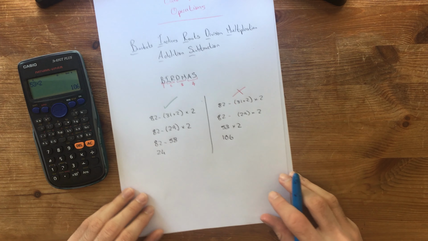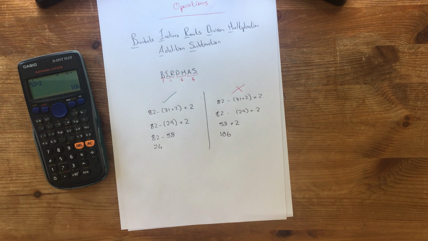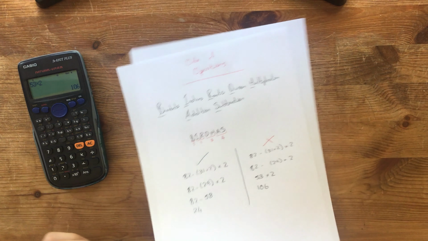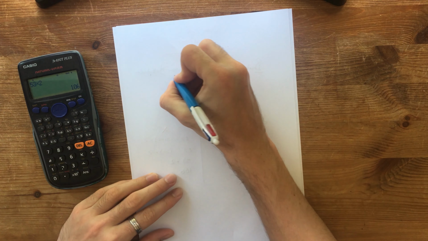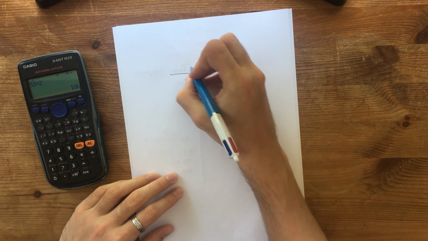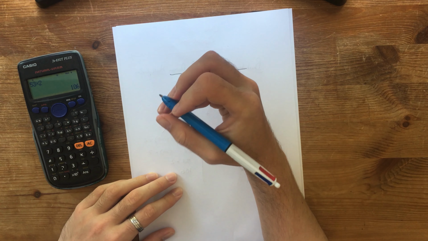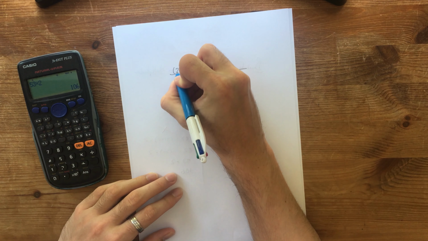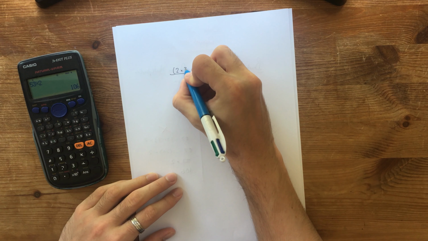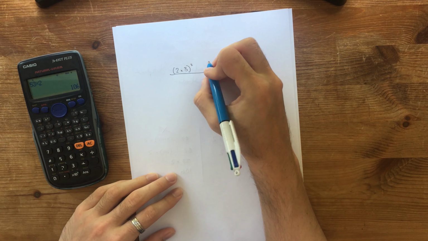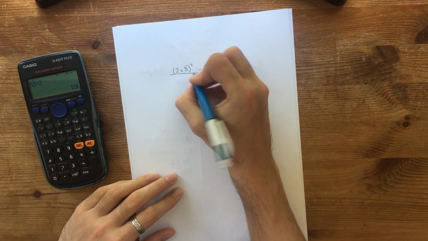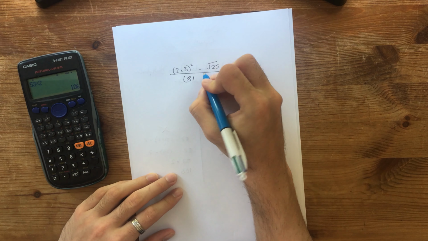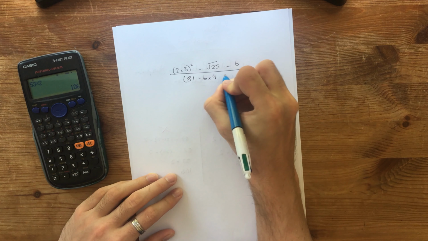Let's look at something a little bit more complicated, and this is somewhere where some people get a little bit confused. I'll go into a new page for this one. This is something where we have a fraction. And don't be confused that a fraction is the same as division, because you can make a big mistake there. Minus root 25 and a minus 6. And then we've got brackets 81 minus 6 times 9 plus 2.